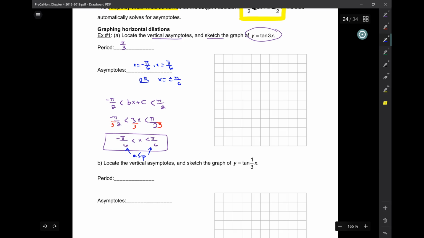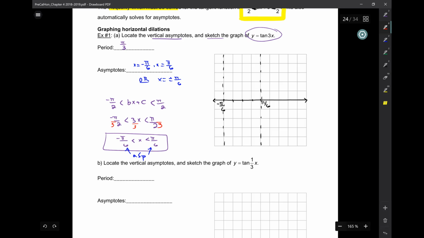Okay? Now, what comes next is very similar to what we did before. Negative pi over 6, 1, 2, 3, 4, pi over 6. Sound familiar? Yes. In this case, there are asymptotes here. Please don't forget those asymptotes. I cannot give you full credit if the asymptotes are missing.